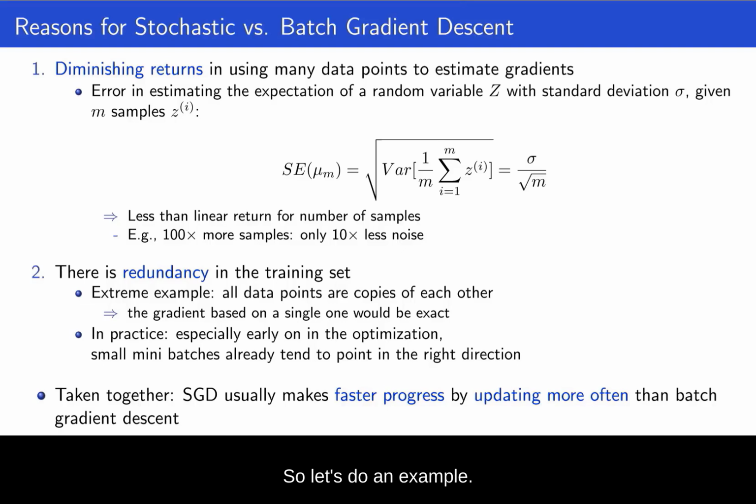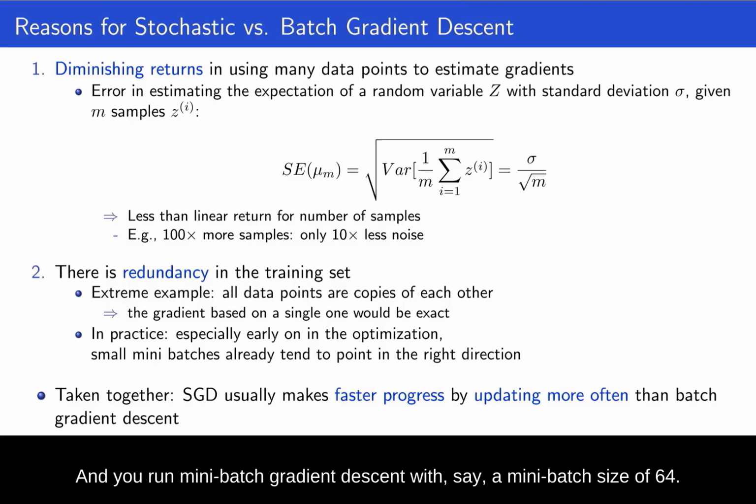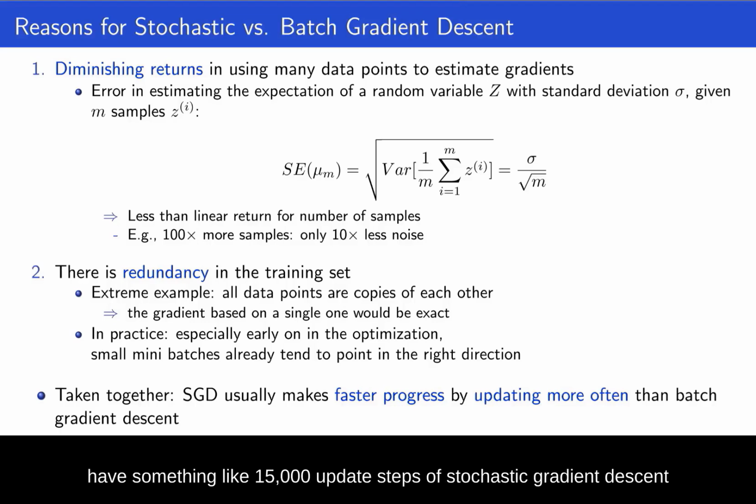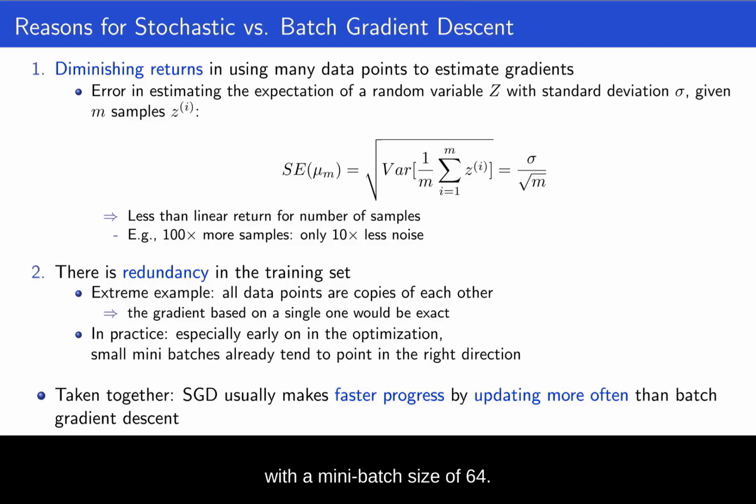If you have, for example, a data set of 1 million data points, and you run mini-batch gradient descent with, say, a mini-batch size of 64, then by the time you have a single update step with batch gradient descent on 1 million data points, you already have something like 15,000 update steps of stochastic gradient descent with a mini-batch size of 64.